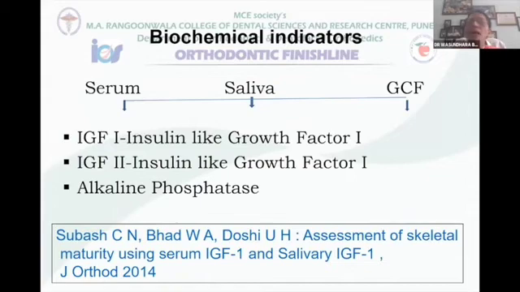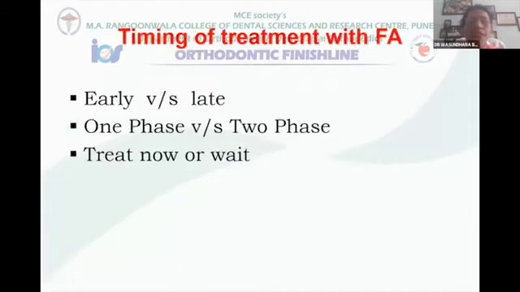And there are biochemical indicators. A lot of work is going on in this direction, which will show us whether the patient is in the pre-pubertal, the pubertal, or the post-pubertal phase. And these biochemical indicators are assessed in serum, saliva, and GCF, and the IGF-1, IGF-2, and the alkaline phosphatase levels can be assessed. You get a value, and accordingly, you will come to know at what stage of maturation the patient is. We did a study long back in 2010.